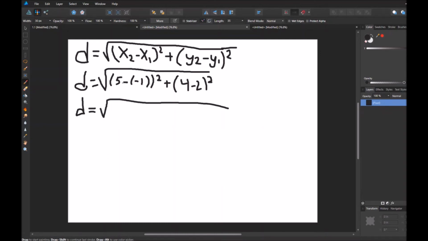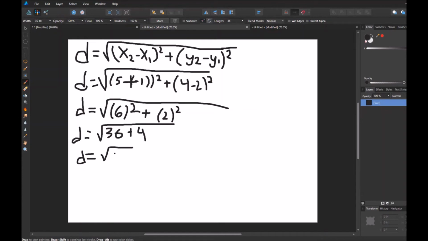So 5 minus a -1 is the same thing as 5 plus 1. So this is going to be 6 squared. And 4 minus 2 is 2, so we're just going to write 2 squared for the time being. So 6 squared is 36, so this is going to be the square root of 36 plus 4, which is going to give us the square root of 40.